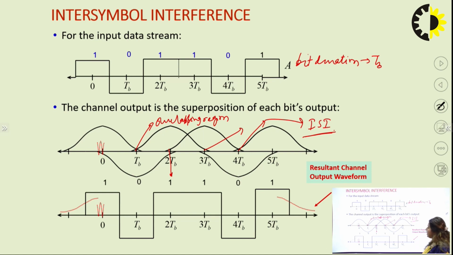So, the resultant output waveform is not similar to the data input stream, it will be somewhat different because of the overlapping. Whatever data you are sending, like 1010, it now becomes very difficult to distinguish the data at the receiver whenever there is overlapping between the two data.